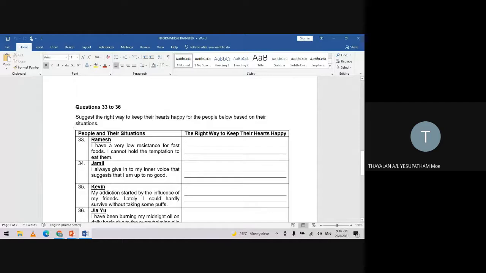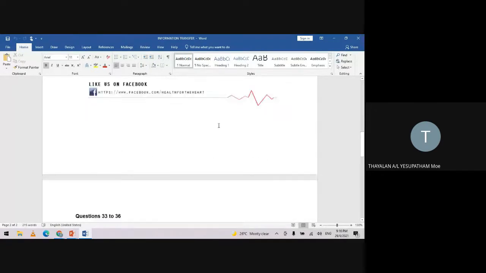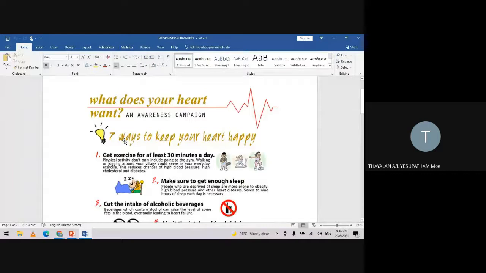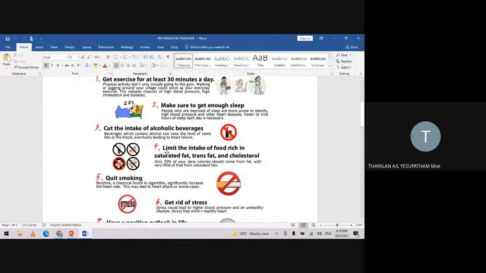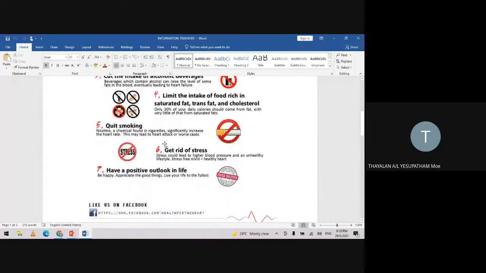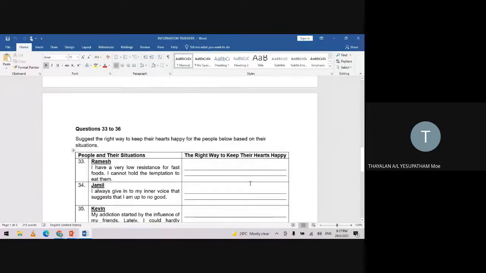Suggest the right way to keep their hearts happy for the people based on their situation. Now, it is highlighted the right way to keep their heart happy. So we have to sort for the ways to keep your heart happy, isn't it? So it has to be 1, 2, 3, 4, 5, 6, 7, one of those, which is the way. So you have to first write the way. So here in this box, it has to be the way and not the elaboration. Now let's go one by one.